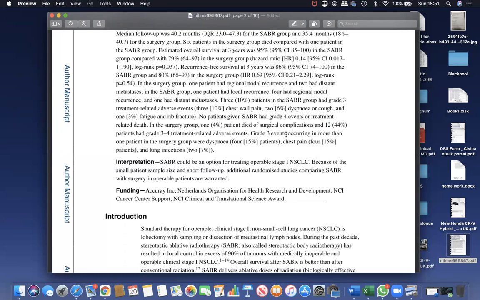I'm really worried about this paper. So don't try to protect them. They are screwing you straight away in this paper. Okay, all right. Yes. And keep reading the grade 3 events. Grade 3 events occurring in more than one patient in surgery group were dyspnea, that is 4 patients, 15%, chest pain occurring in 4 patients, that is 15%, and lung infection in 2 patients, that is 7%.